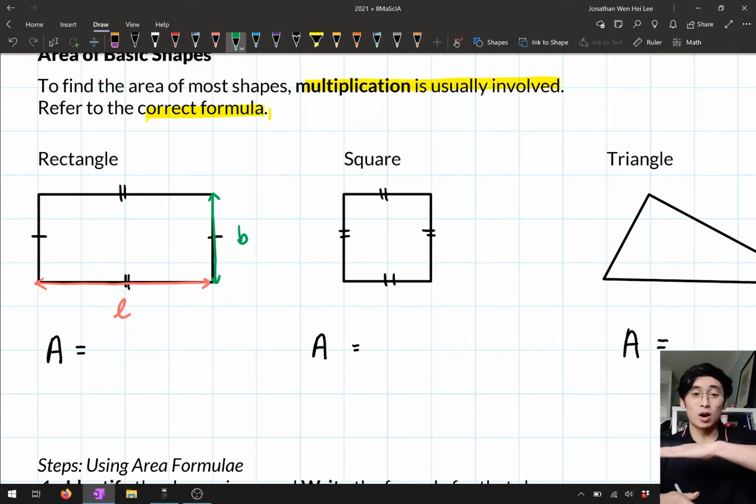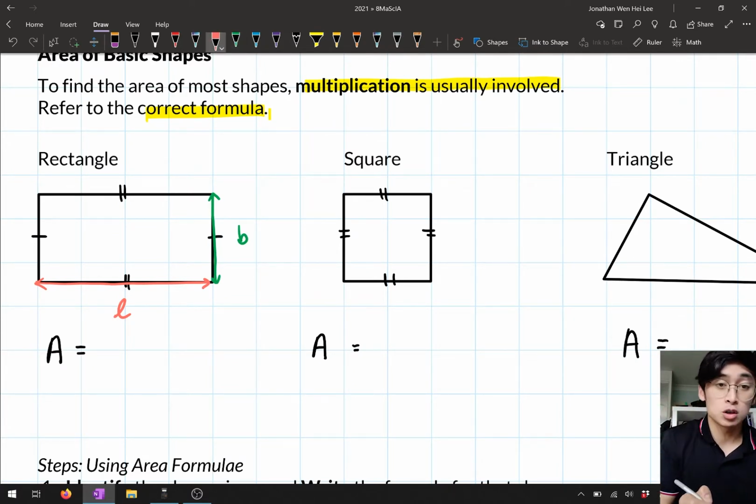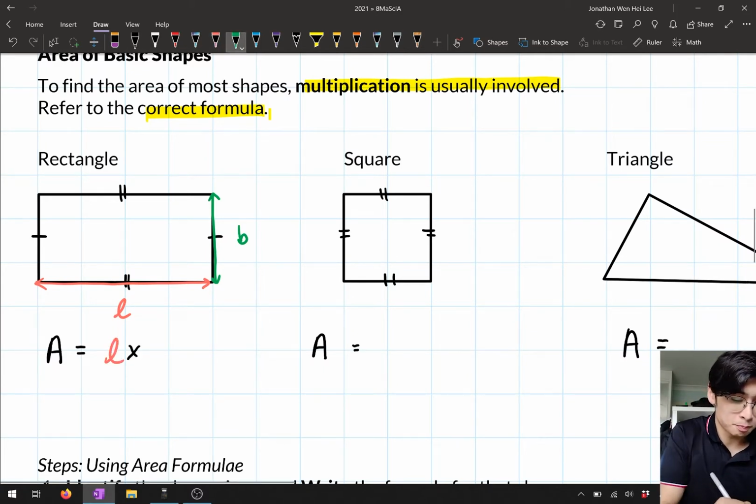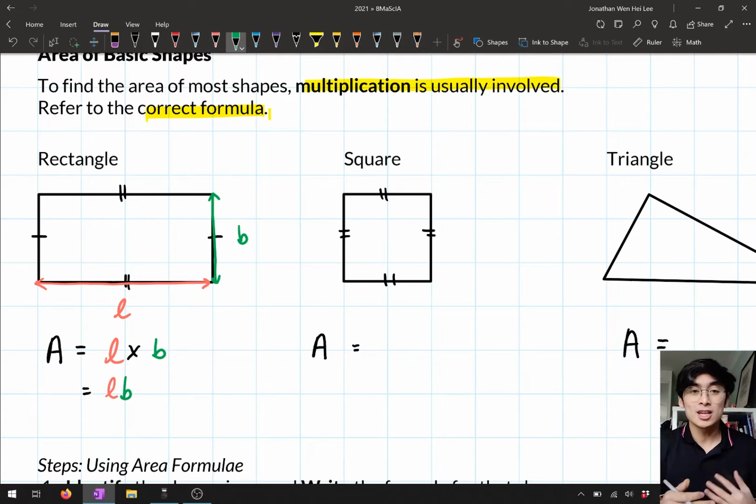So we only need one measurement in one direction and another measurement in the other direction for our rectangle. And all we do is multiply the two. So here that's just going to be L times B, or with algebra we don't write the multiplication symbol, so this just becomes LB. So when we're trying to find the area of a rectangle, all we need to do is multiply our two lengths, L and B.